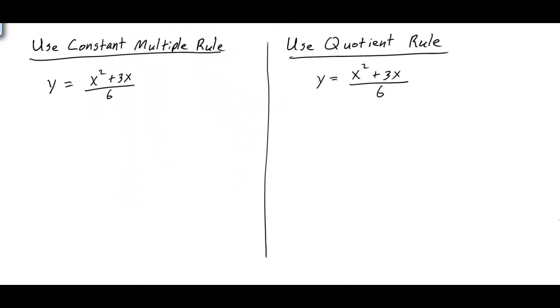All right, we have another example I want to look at here, and we have y equals x squared plus 3x divided by 6. And I want to look at using the constant multiple rule, and then we're going to come back and look at the exact same problem using the quotient rule. So let's look at the left-hand side here. We want to use the constant multiple rule. And if we're going to do that, we probably want to rewrite this expression.